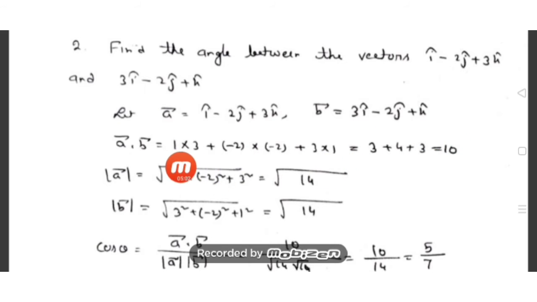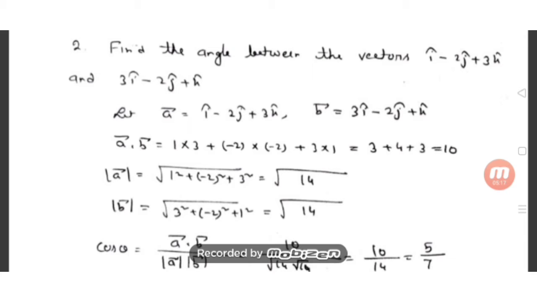And do the calculation: 3 1s are 3, 2 2s are 4, plus 3. So 3 plus 4 plus 3, doing the calculation, we got 10. So we have got the value of a bar dot b bar. And to get the formula, we need modulus of a and modulus of b also.